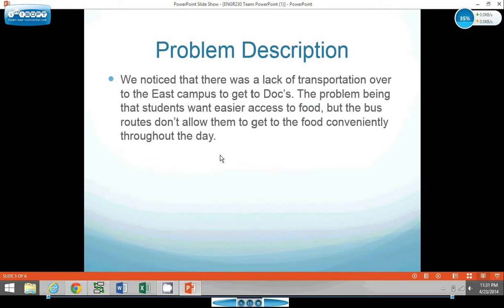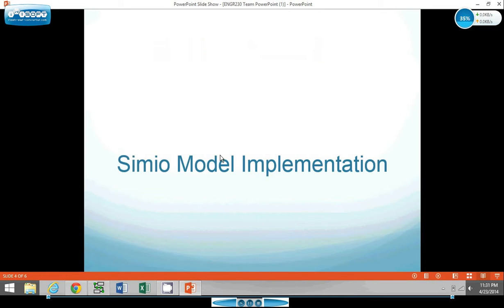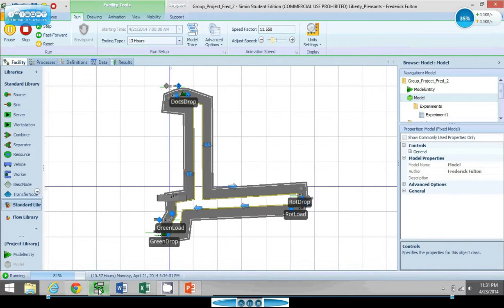Problem description. We noticed that there was a lack of transportation over to the East Campus to get to docks. The problem was that students wanted easier access to food, but bus routes don't allow them to get to food conveniently throughout the day. In order to solve this problem, we simulated our situation in Simio.